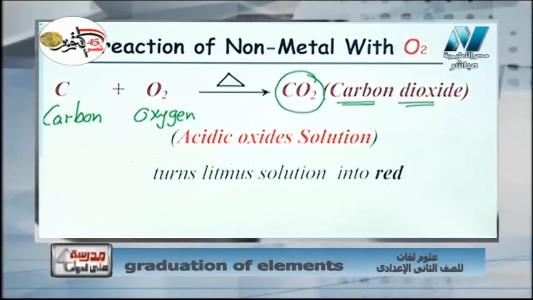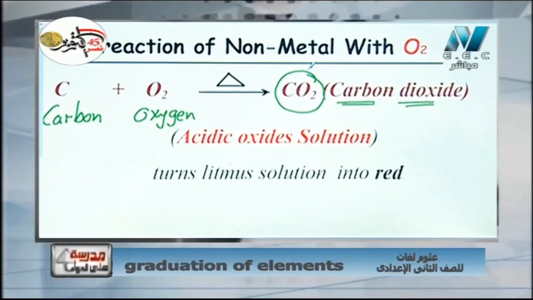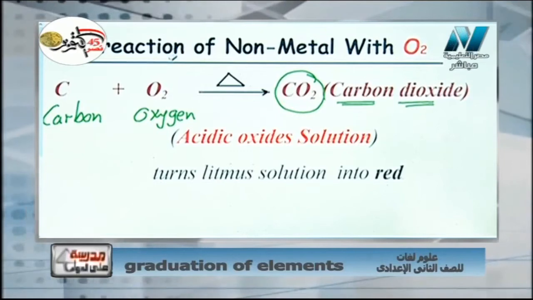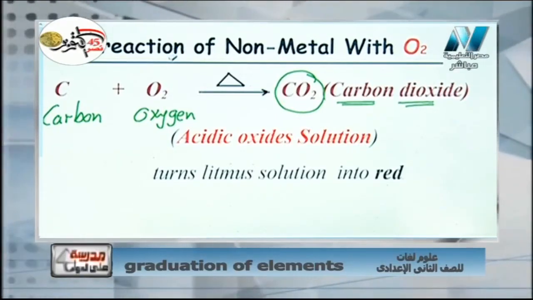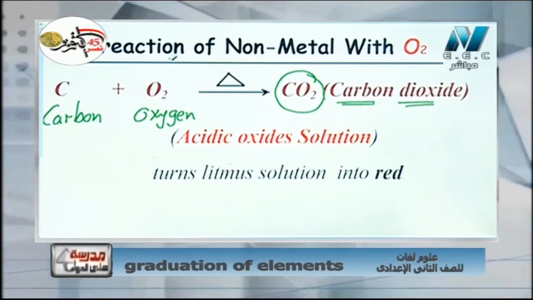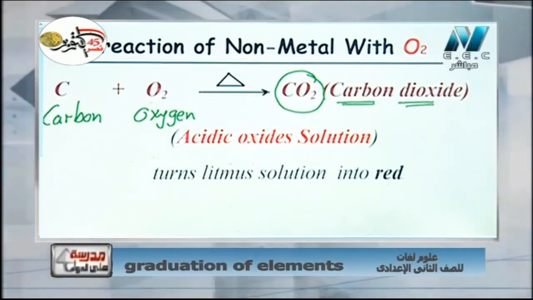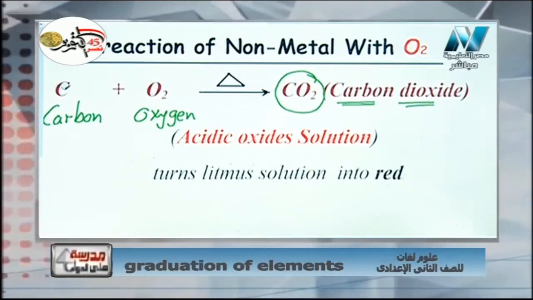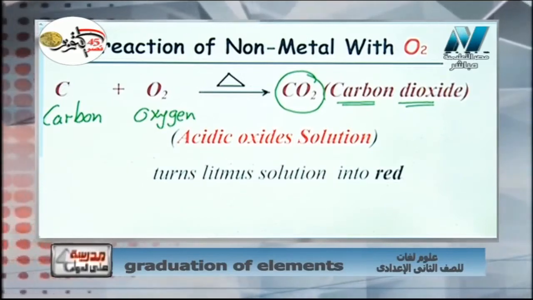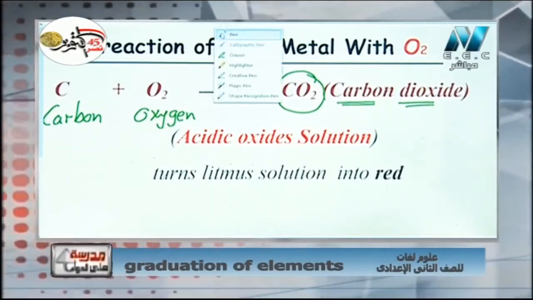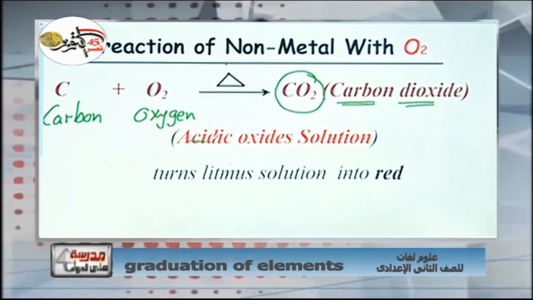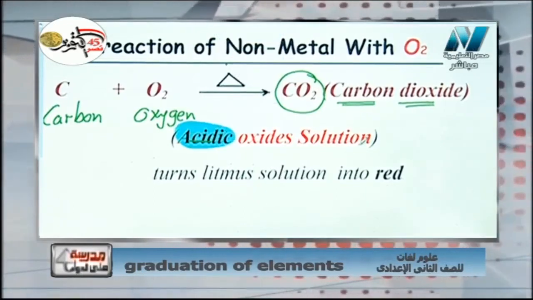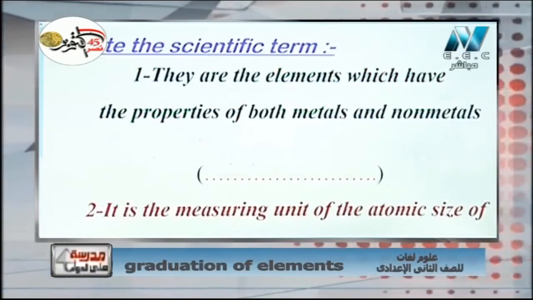We have here, as you see, the last point in our episode today. We have carbon with oxygen producing carbon dioxide, as you see here, carbon dioxide as acidic oxide, and it turns litmus paper into red. Into what? Red, because carbon dioxide is a non-metal oxide or what? Or acidic oxide. يبقى non-metal oxide is an acidic oxide.